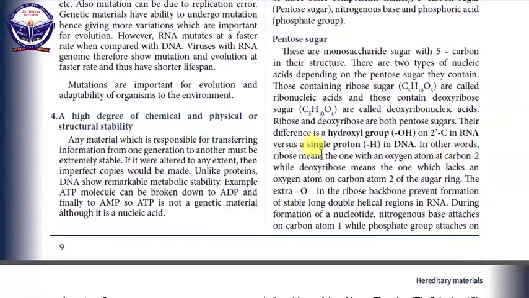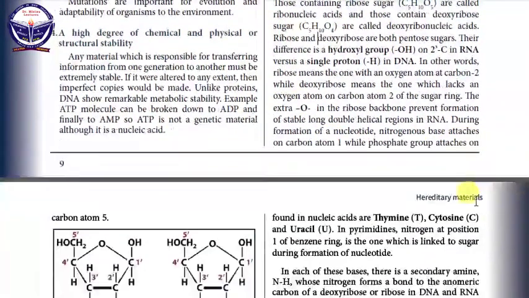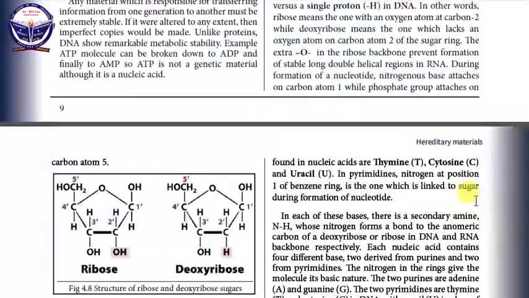In other words, ribose means the one with an oxygen at carbon 2, while deoxyribose means the one which lacks an oxygen atom on carbon atom 2 of the sugar ring. The extra O in the ribose backbone prevents formation of stable long double helical regions in RNA. During formation of a nucleotide, nitrogenous base attaches on carbon atom 1, while phosphate group attaches on carbon atom 5. So phosphate group attach kwenye carbon atom 5, nitrogenous base kwenye carbon atom 1.